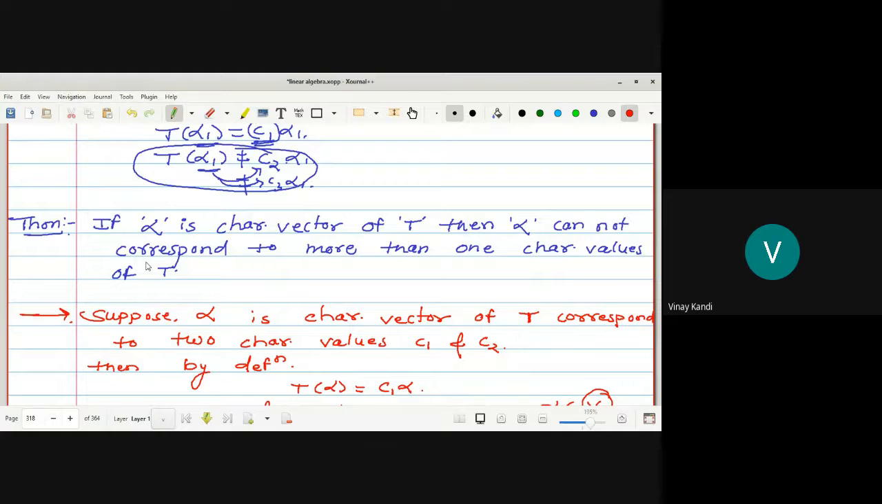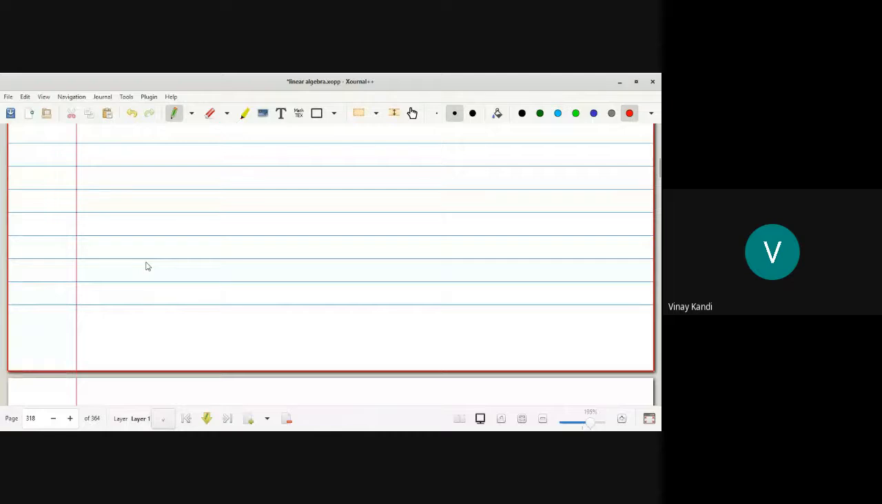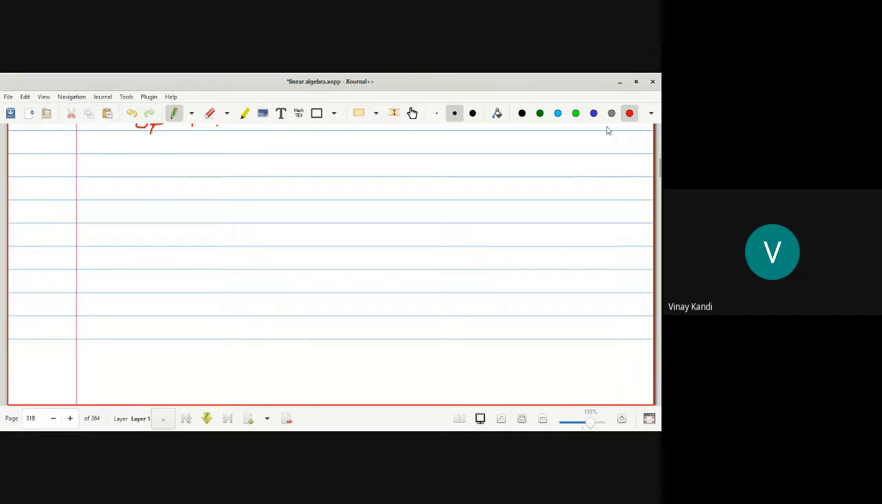Okay. No, sir. How to find characteristic values and characteristic vectors, we will see those examples after the theorem. Now the next theorem is: the set of all characteristic vectors forms a subspace. Okay, what is the theorem?